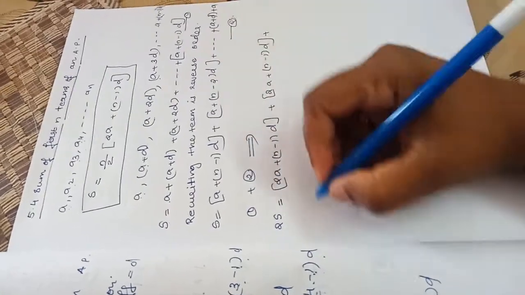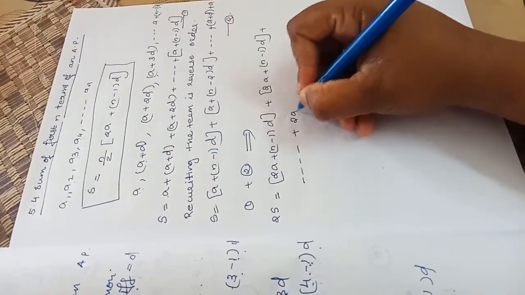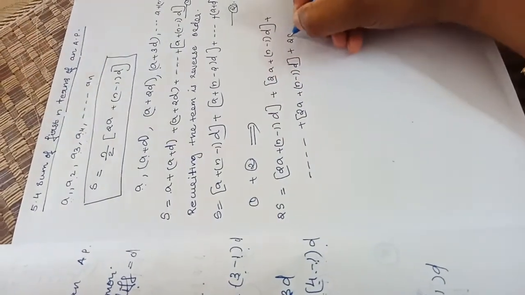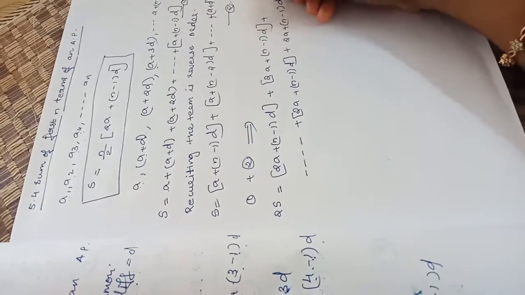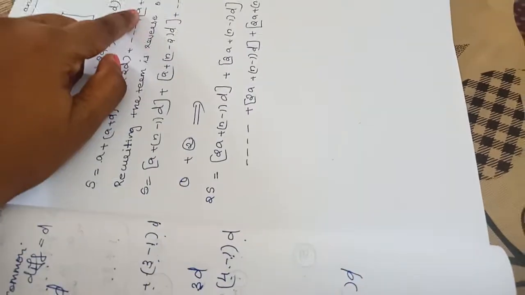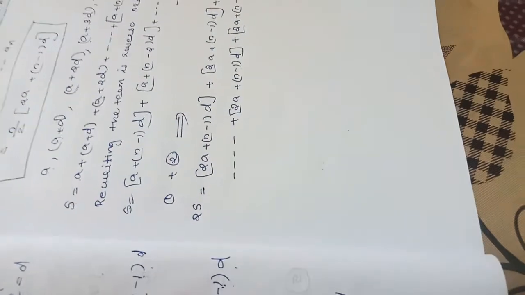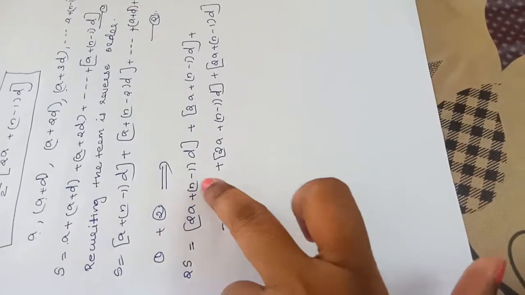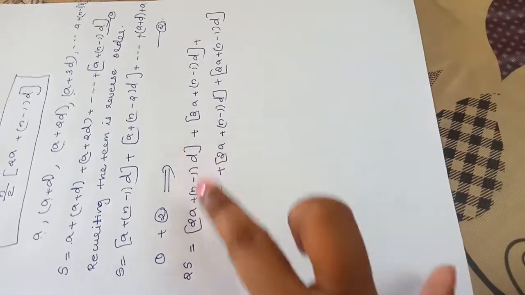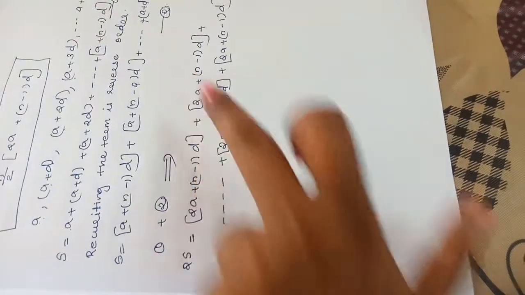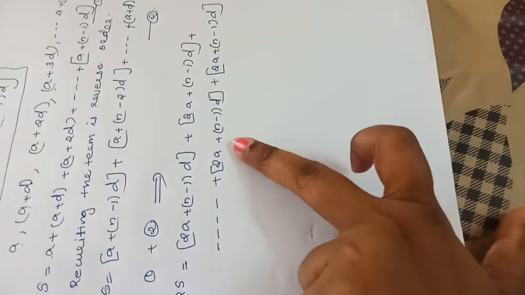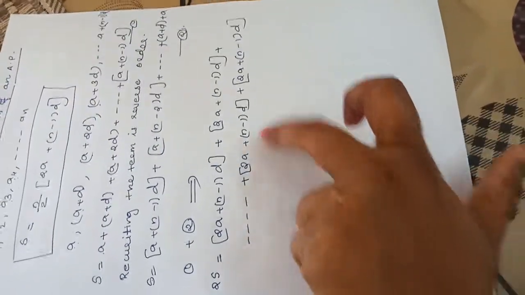Continuing the same like this, plus 2a plus n minus 1 into d, plus 2a plus n minus 1 into d. Same term is repeating here. So a plus a, 2a plus n minus 1 into d. Here we have n number of terms, that is why I wrote the term 2a plus n minus 1 into d n times: one time, second time, and continuing till the n minus 1 time and the nth time.